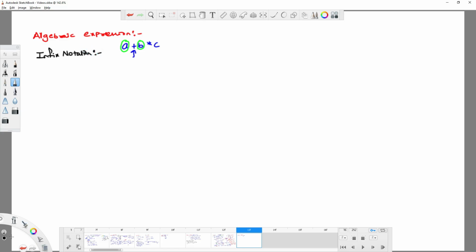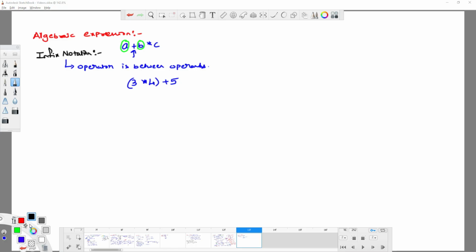So what is an infix notation? In an infix notation, the operator is between operands. If I say 3 into 4 plus 5, this is also a kind of infix notation. If you look at the example more clearly, you can understand it. So when the operator is between operands, we call it infix notation.